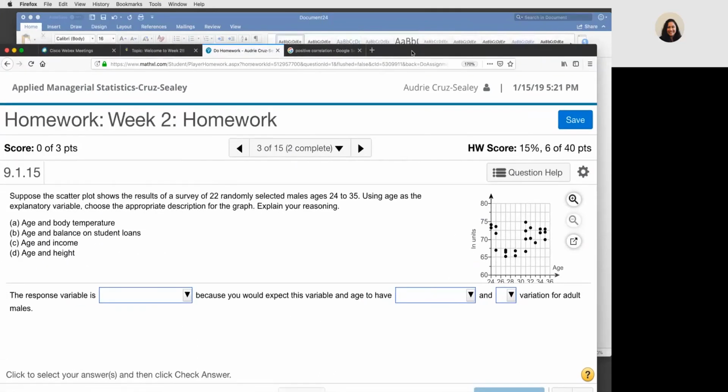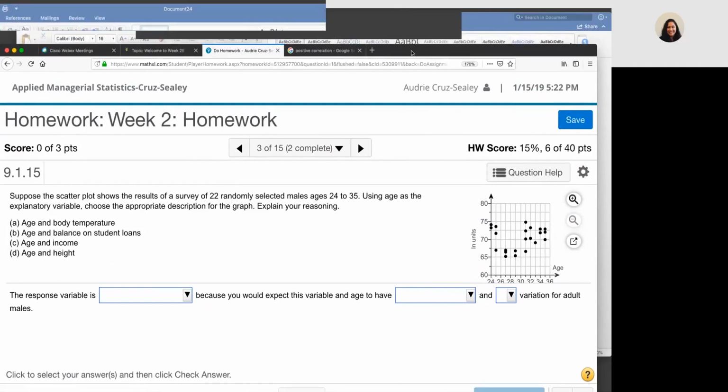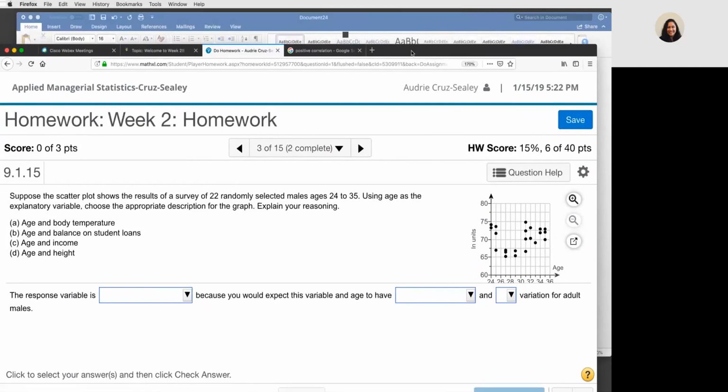It says, suppose the scatter plot shows the results of a survey of 22 randomly selected males. So really put yourself in the situation, okay? You went to 22 men, ages 24 to 35. And it says, using the age as the explanatory variable, choose the appropriate description for the graph. So what could we possibly be talking about?